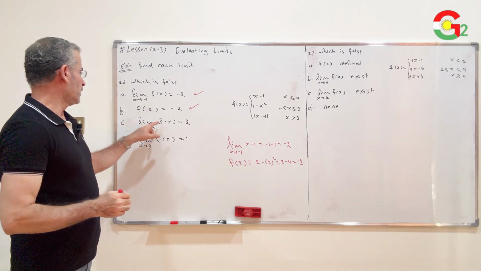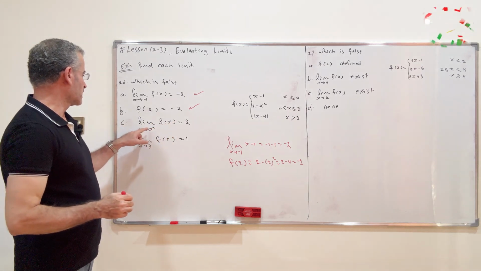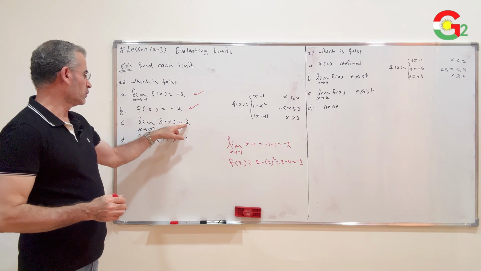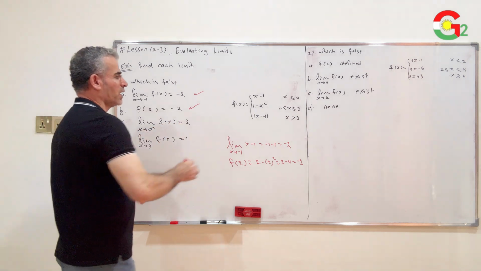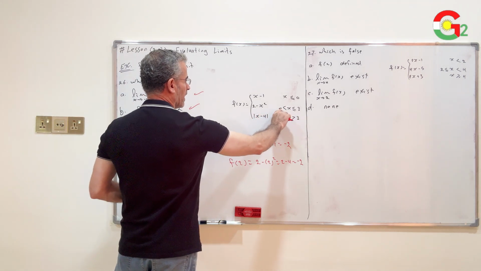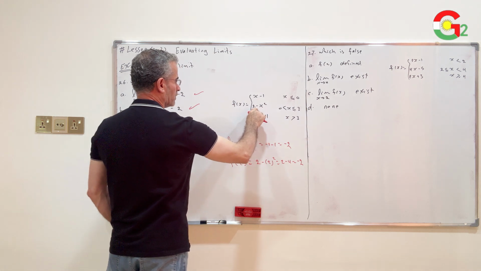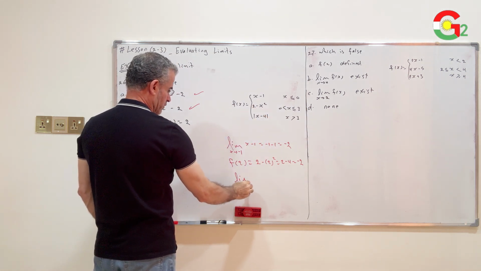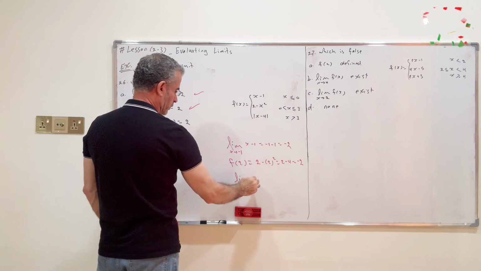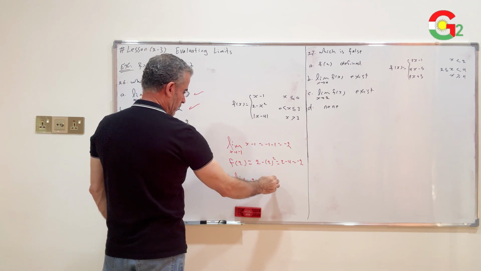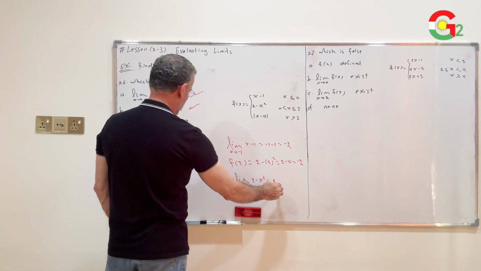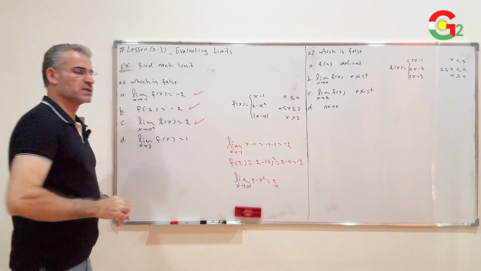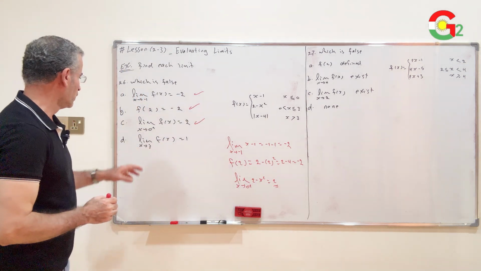C. Limit f of x when x approaches 0 from right equals 2. From right, it means x greater than 0. Then I'll substitute in this statement. Limit x approaches 0 from right for 2 minus x squared equals 2 minus 0 squared equals 2. So this statement is also true.